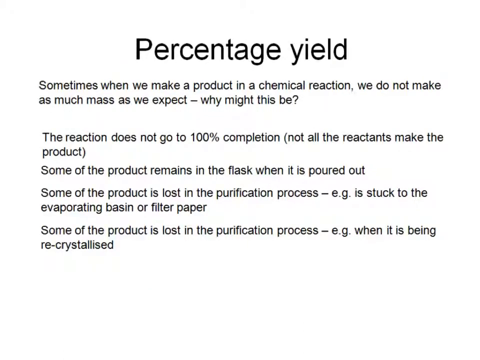So in summary, when we make a product in a chemical reaction, we don't make as much mass as we expect, because some reactions don't go to 100% completion. In other words, not all the reactants actually make the product. Some remains in the flask when it's poured out. Some of the product is lost in the purification process, being stuck to the evaporating basin or filter paper. Some is lost in the purification process when it's being recrystallized. So the main areas where it's lost are filtration, lost in transfer from container to container. Not all of it reacts, and in the case of making liquids, some of the liquid might evaporate.